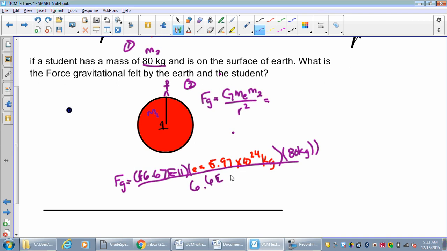6.4 E 6 power. Okay, put that in the calculator, and we would get, let's see, so double parenthesis, 6.67 E negative 11, parenthesis, open parenthesis, 5.97 E 24, close parenthesis, open parenthesis, 80 kilograms, double parenthesis that, and divide by, oh, and what did I forget here? I forgot to square this, huh? I would double parenthesis that, square parenthesis, divided by parenthesis, 6.4 E to the 6 power, and then square that, close parenthesis.